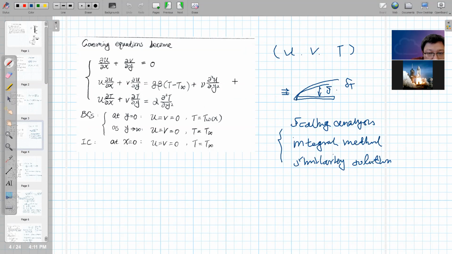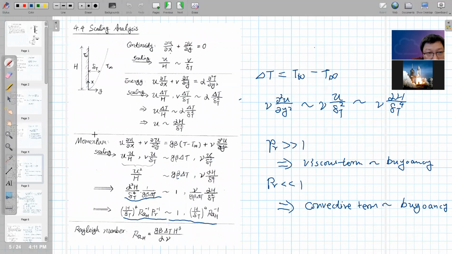There are some other assumptions made: there's no horizontal velocity, and the gradient in the x direction, along the plate, is much smaller than the gradient in the y direction. That's why we neglect the second derivative of u with respect to x. After we got the equations, we used three methods to study them and try to get some results.